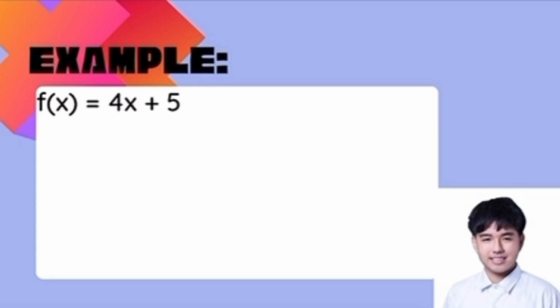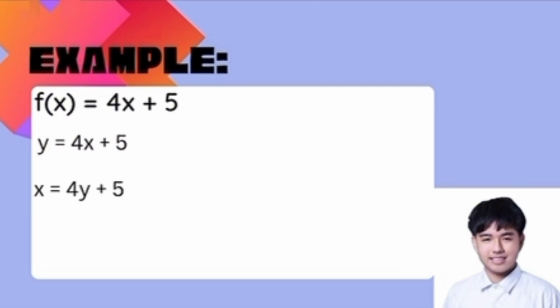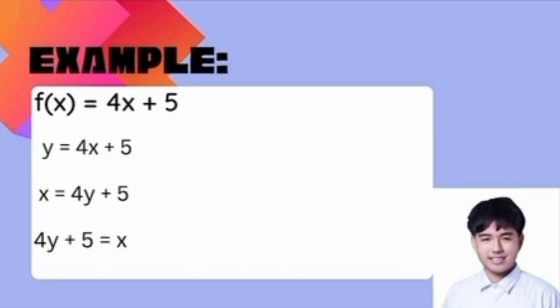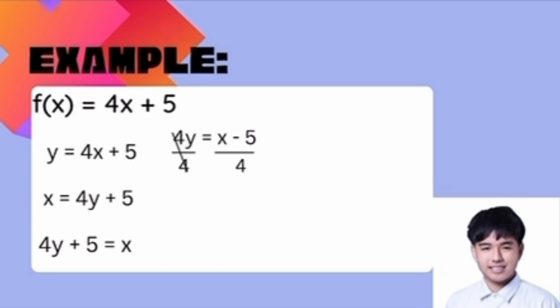This is another example. Again, we're going to replace the f of x with y. Next is interchange x and y variables. Next, we're going to solve y in terms of x. To solve for y, we're just going to change the sides of the equation. Then after that, transpose the positive 5 to the other side. Then we need to divide both sides by 4.